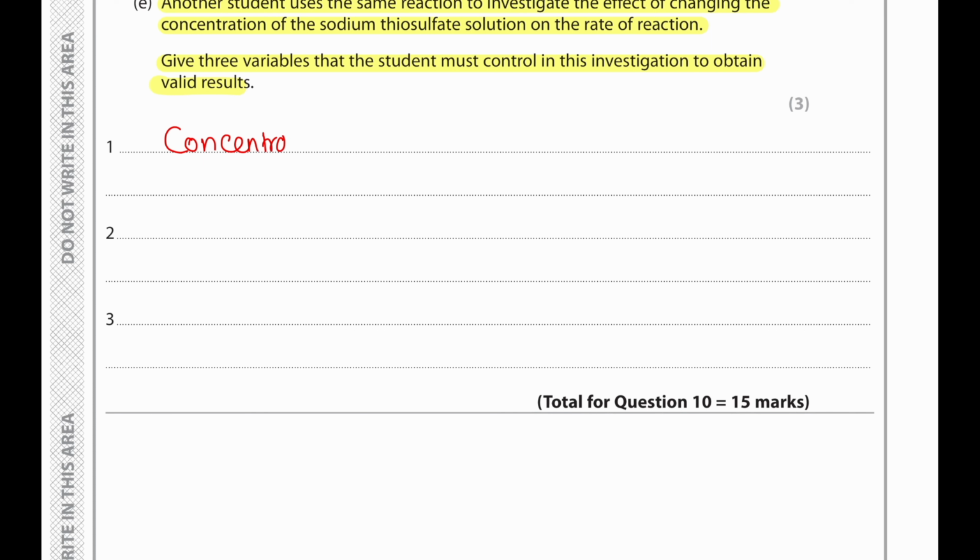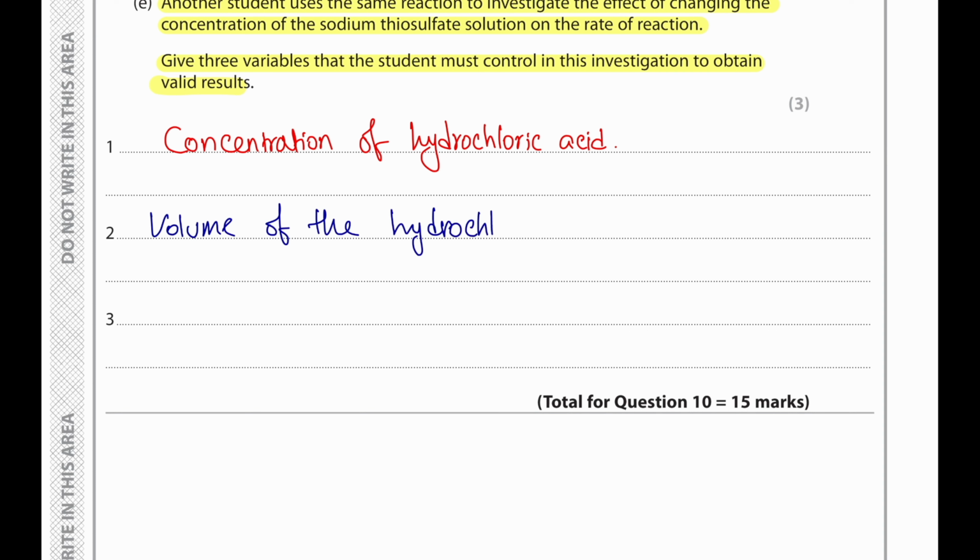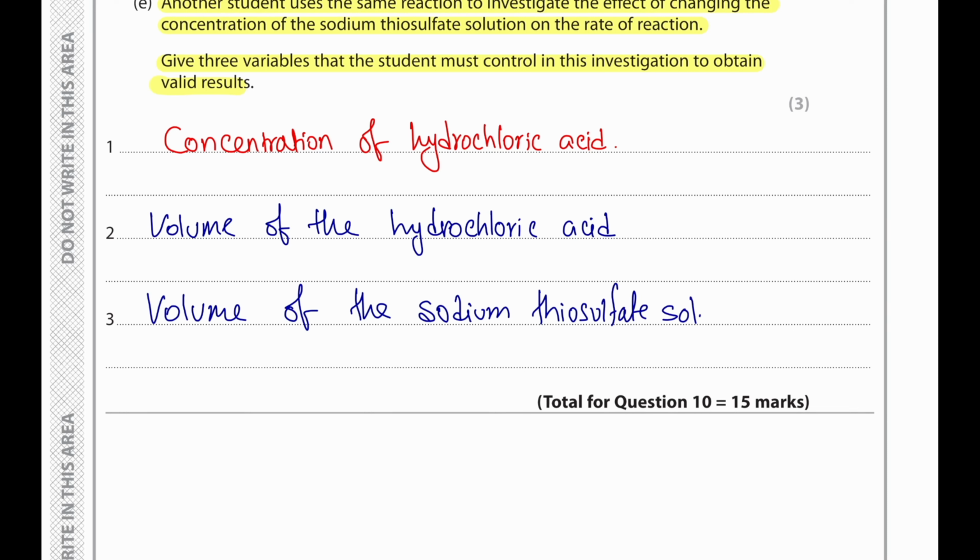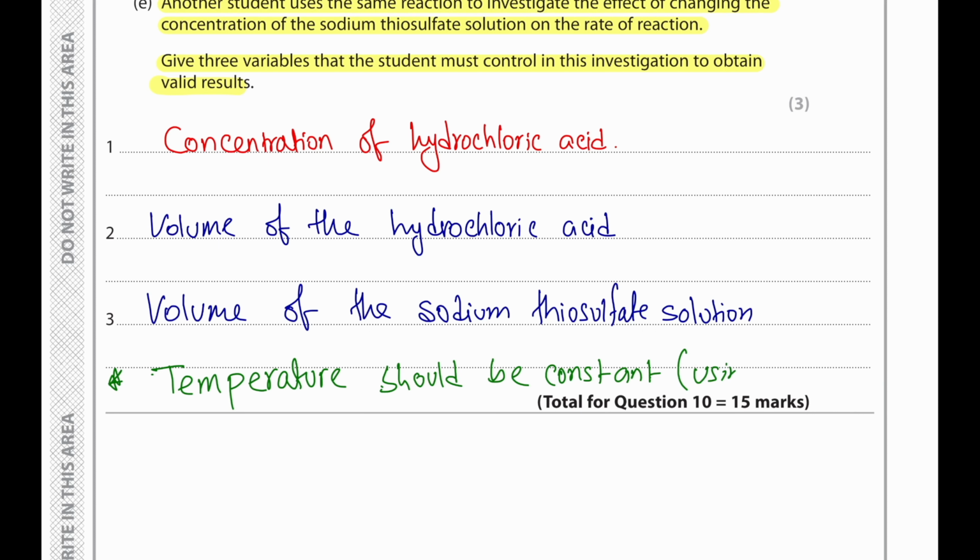The student must keep the concentration of the hydrochloric acid the same in all experiments. The volume of hydrochloric acid should be the same in all experiments. The total volume of sodium thiosulfate solution along with the water should be the same in all experiments. And also, most importantly, the temperature, since temperature affects the rate of reaction, should be the same in all experiments, and the temperature can be maintained by using a water bath.